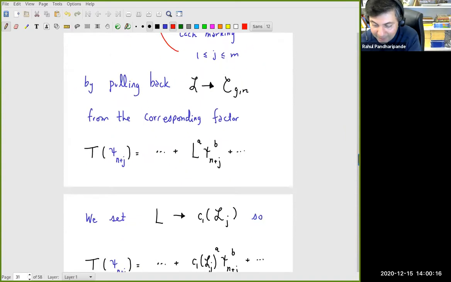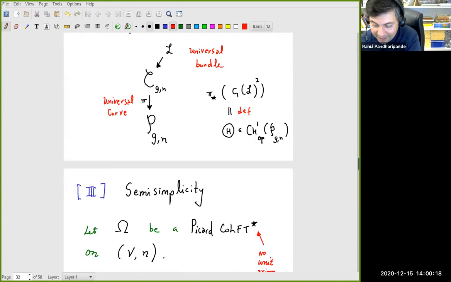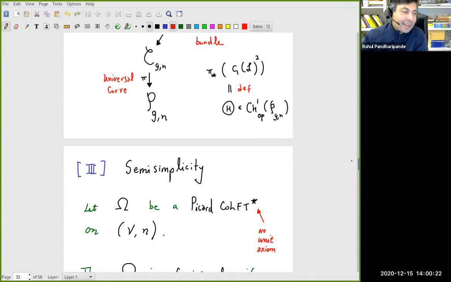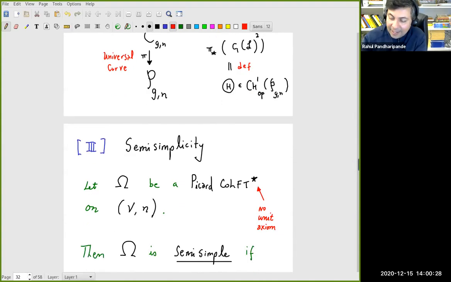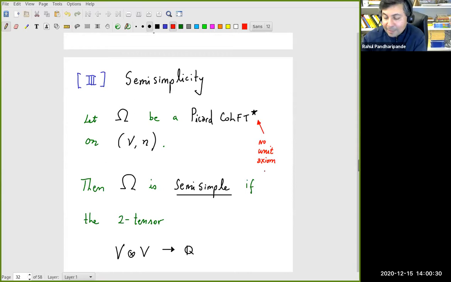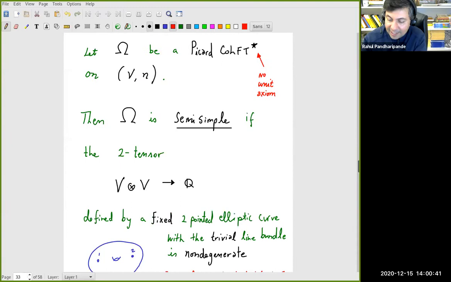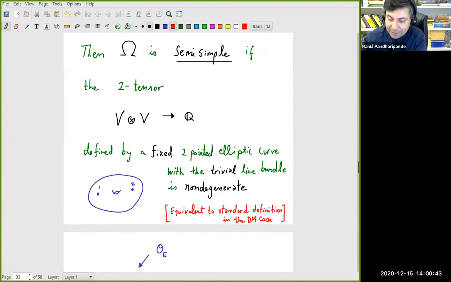Okay, so now we come to somehow the main strength of the theory, which has to do with semi-simplicity and the classification theorem there. And I will get back, I'll make some claims about the unit later, but let's stay in the world now where there's no unit. So we just have less data there. So this Picard CohFT on a vector space with an inner product, and we say it's semi-simple. So what's the definition of it being semi-simple?